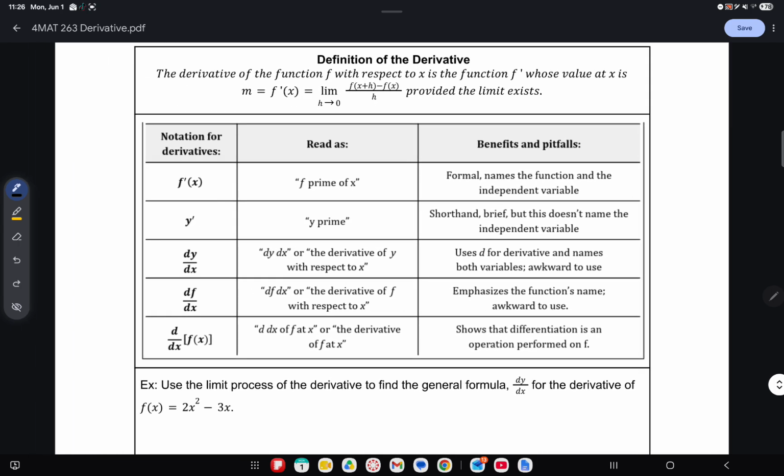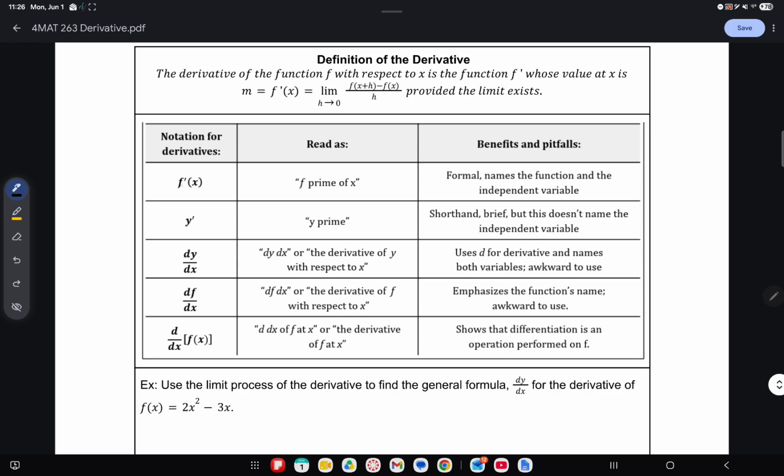We're going to look at a few different notations for the derivative, right? Several different notations, but they all mean the same thing. You're going to see them used interchangeably throughout the course, whether that be through the textbook or labs or just the way I write it.